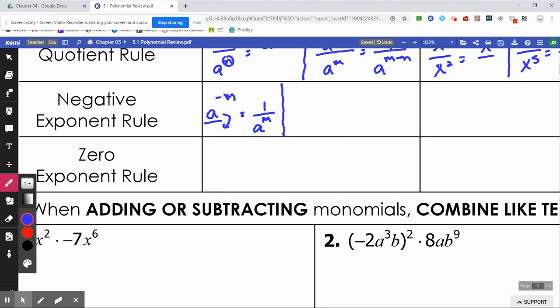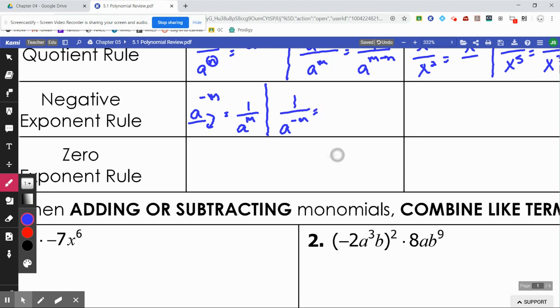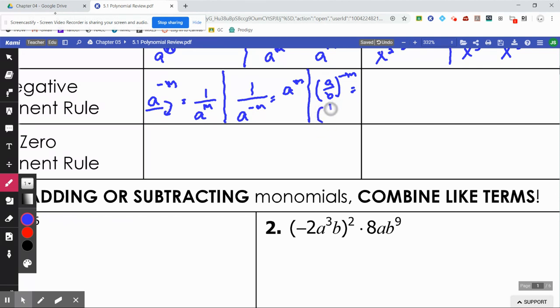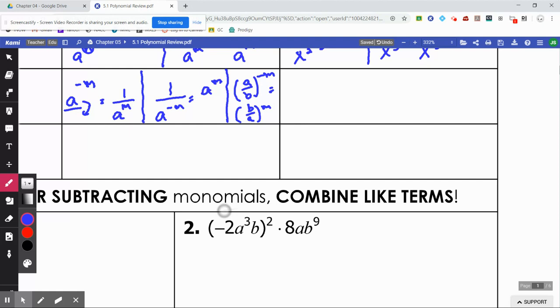The other version of that, what if it's an a to the negative m on bottom and a 1 on top? To get a negative exponent to be positive, you simply move it across that fraction bar. So if it's on bottom, you move it up to the top. Or the last scenario, what if it is a fraction? Let's do a over b to the negative m power. If it's a fraction raised to a negative, what you're going to do is you're going to flip your fraction and change the negative to a positive. So there's the 3 different scenarios.